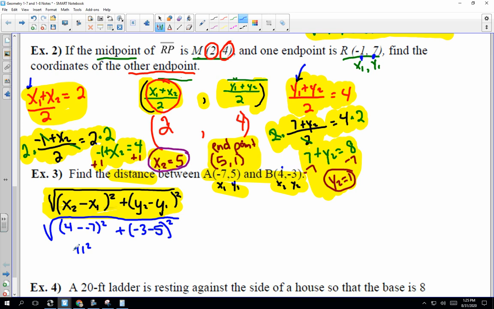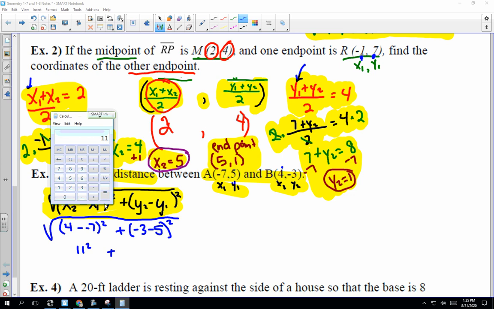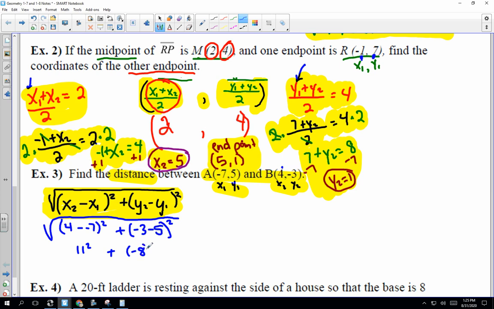If it doesn't have a negative on it, you don't have to put the parentheses. But this next one, you're going to have to put parentheses because it is negative. -3 minus 5. It's -8. Again, it's square rooted. I love a good perfect square.